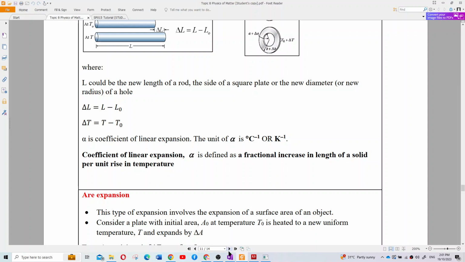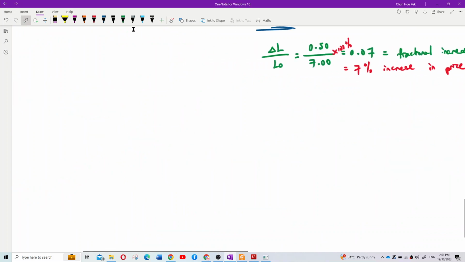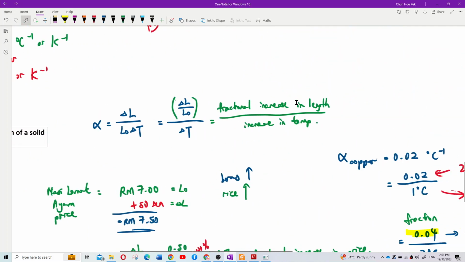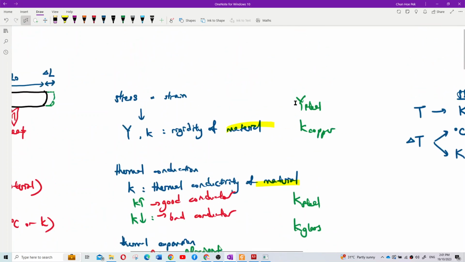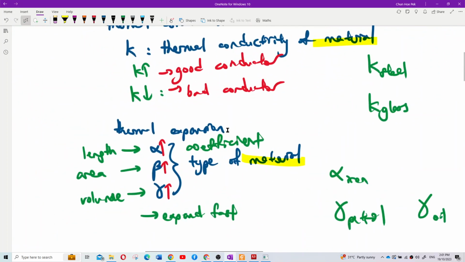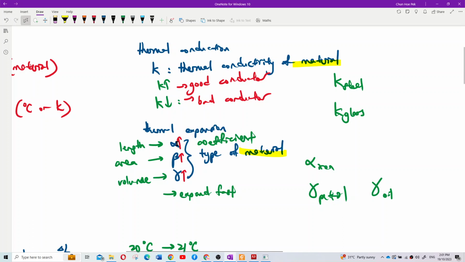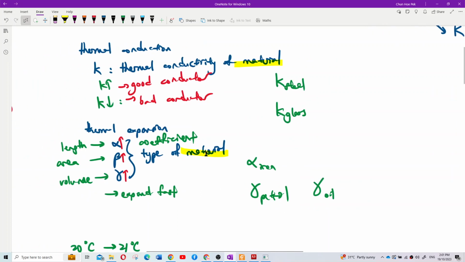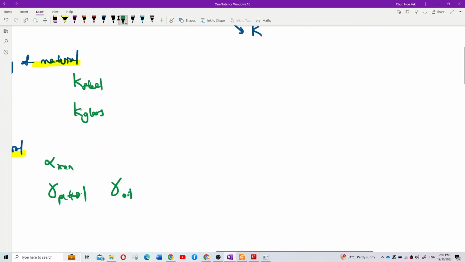So what is alpha again? Alpha, beta, gamma all depend on the type of material. You have alpha for copper, maybe 0.02, but you have other materials like glass. Copper expands faster than glass. So glass maybe is only 0.012.